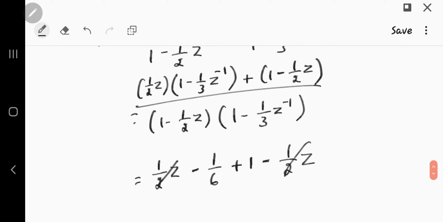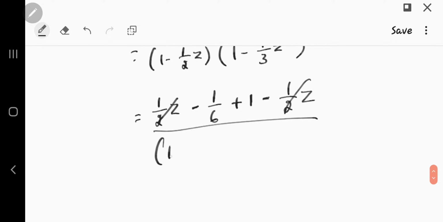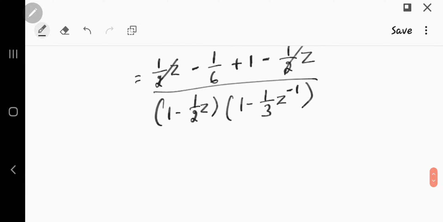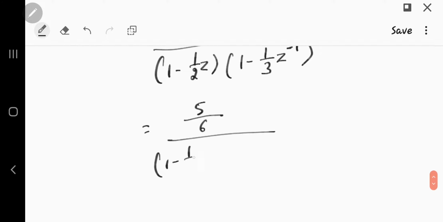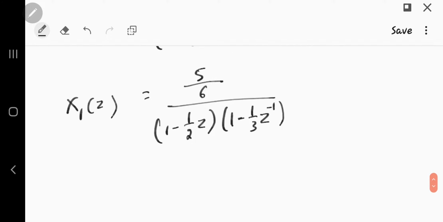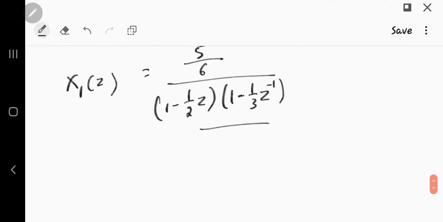So this gets cancelled, and the denominator will be 1 minus 1 by 2 z and 1 minus 1 by 3 z inverse. Now if you take the LCM for this one in the numerator, you will get 6 minus 1, that is 5 by 6, divided by 1 minus 1 by 2 z and 1 minus 1 by 3 z inverse. You can stop here or you can go with further simplification of this. So this is sufficient, I guess.